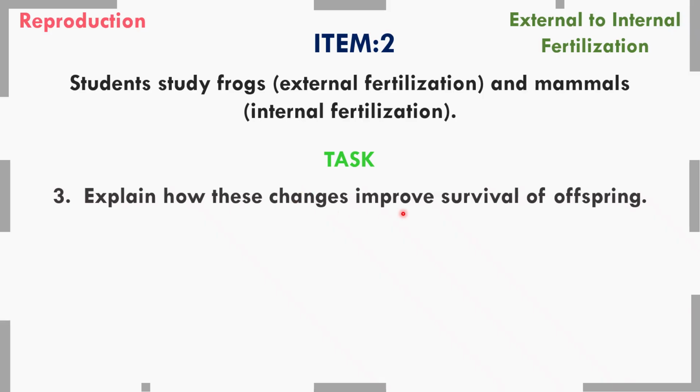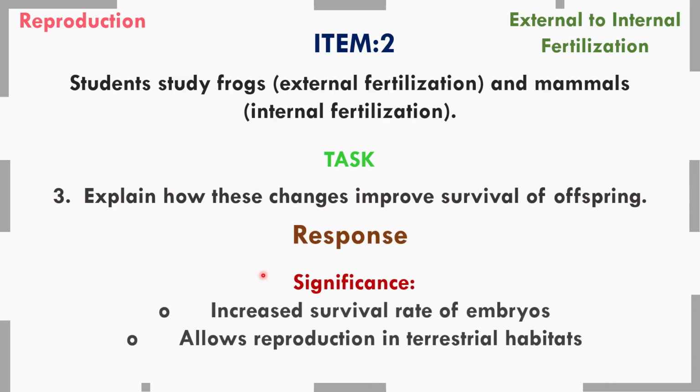Explain how these changes improve survival of the offspring. Significance. Increase the survival rate of the embryo, allows reproduction in terrestrial habitats.